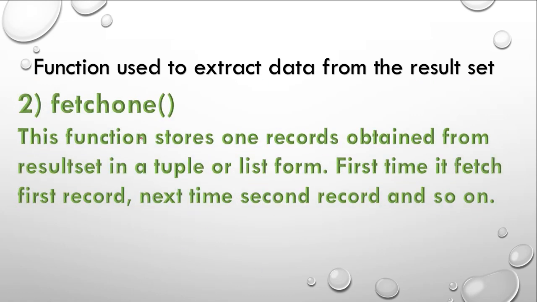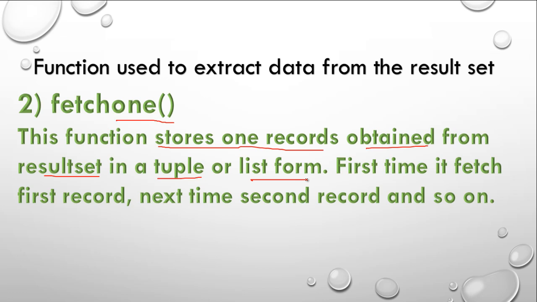We have seen the function fetchall, which obtains all the records from the result set. But what is the function performed by fetchone? The fetchone function stores one record obtained from the result set either in a tuple or a list. It is up to us whether we store the single record obtained by fetchone either in a tuple or a list.